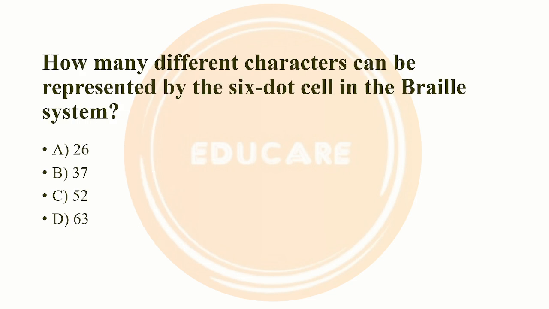How many different characters can be represented by the 6 dot cell in the Braille system? Option: 26, 37, 52, 63. The answer to this question is option D, that is 63.